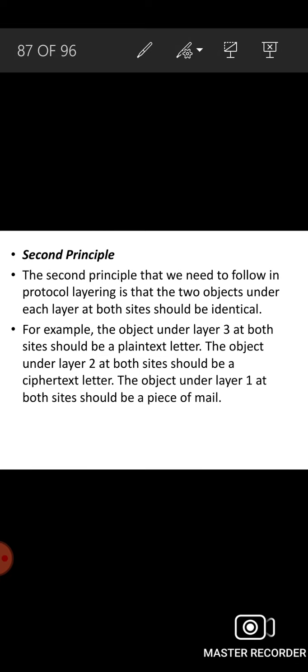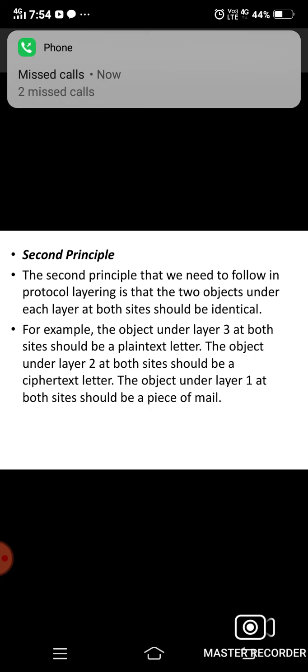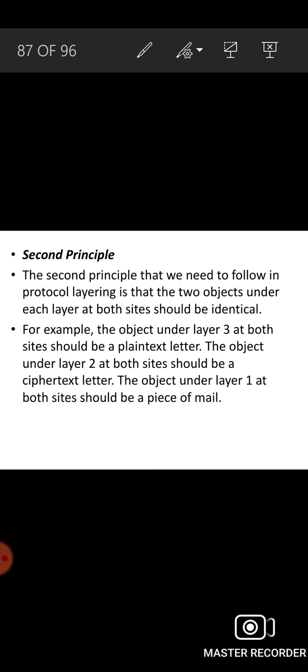And the second principle that we need to follow in protocol layering is that the two objects under each layer at both sides should be identical. For example, the object under layer 3 at both sides should be a plain text letter. The object under layer 2 at both sides should be a ciphertext letter. The object under layer 1 at both sides should be a piece of mail.